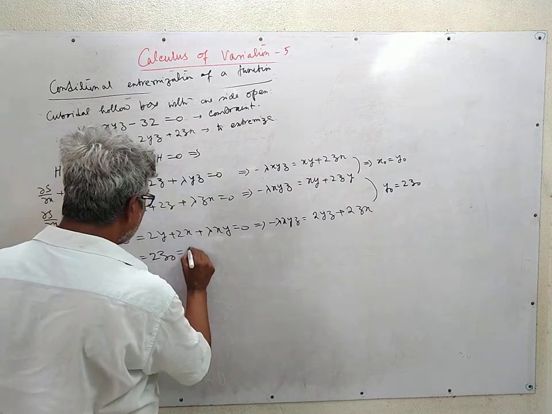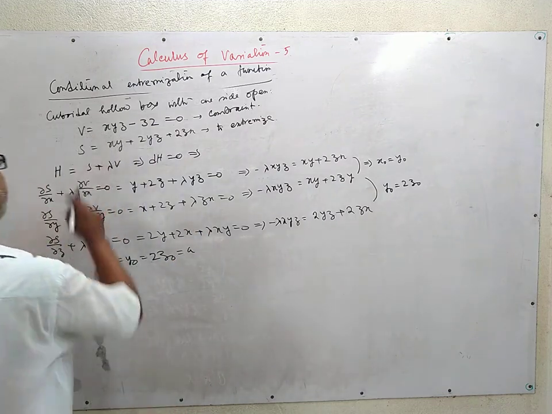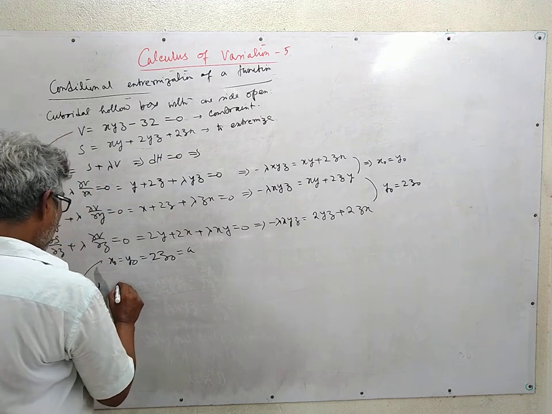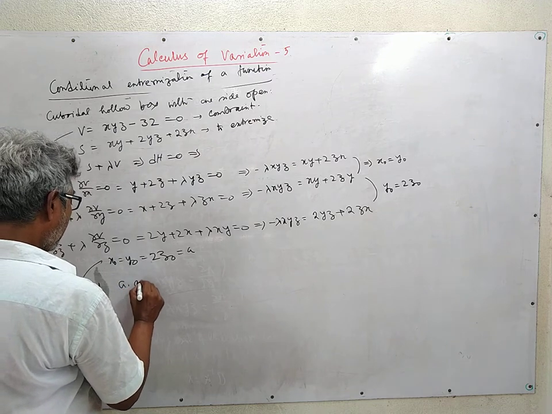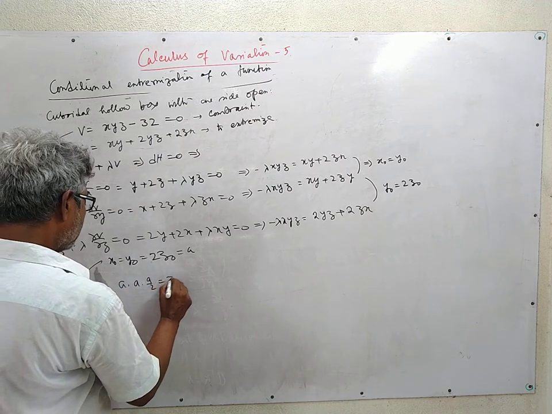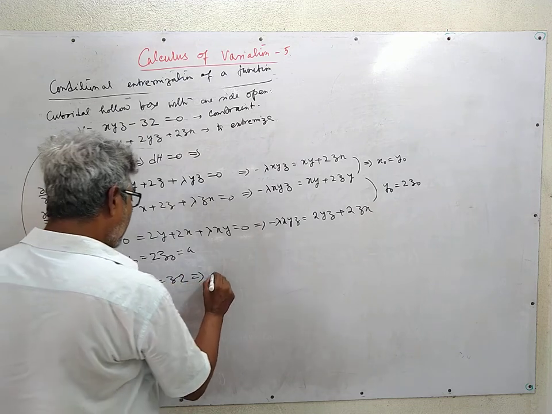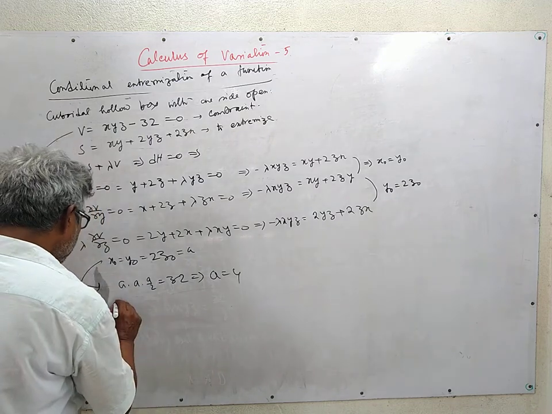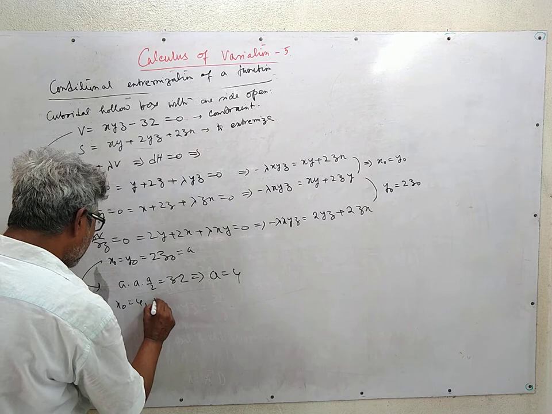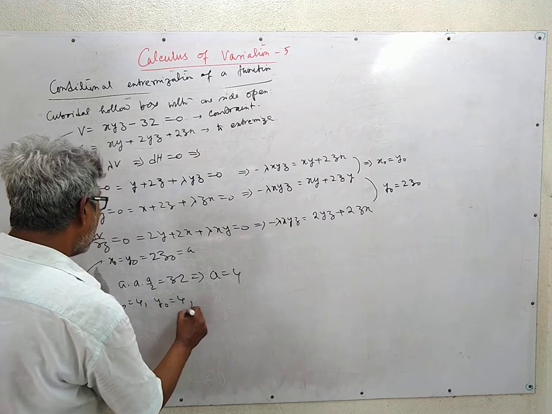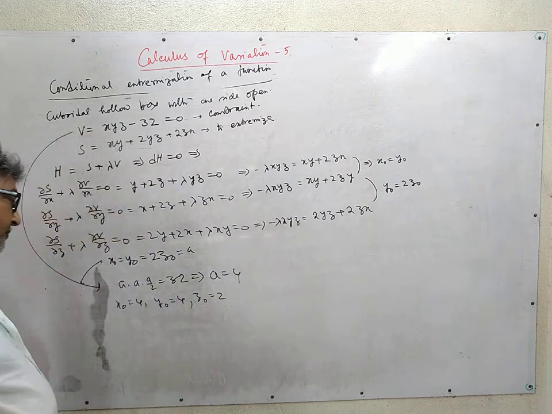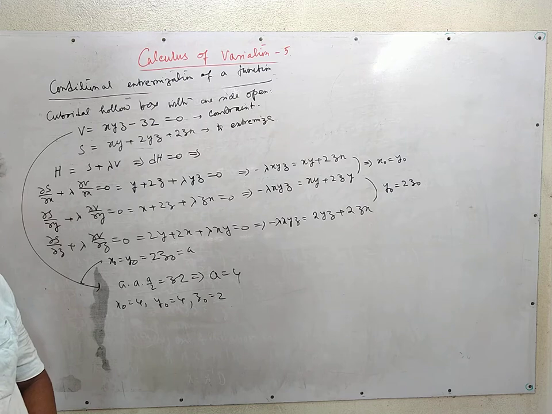Say this is equal to a. We put it in this equation of constraint. So we have a³/2 = 32, which gives a = 4. So the sides of the box are x0 = 4 meter, y0 = 4 meter, and z0 = 2 meter. So this is the optimum size, the extremum value of S.